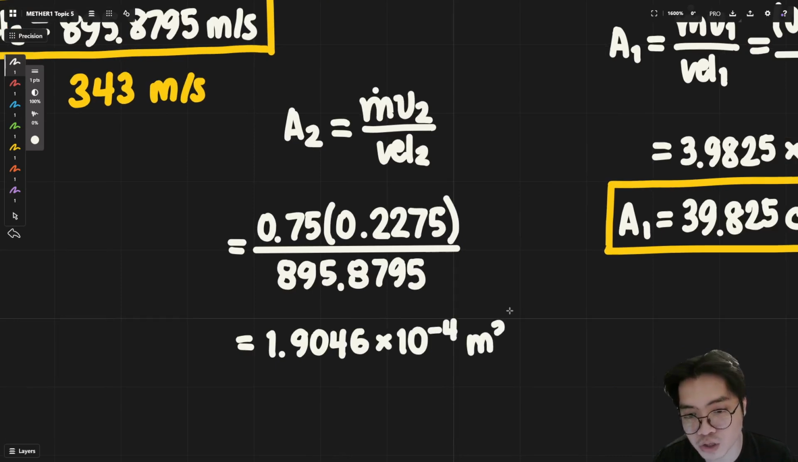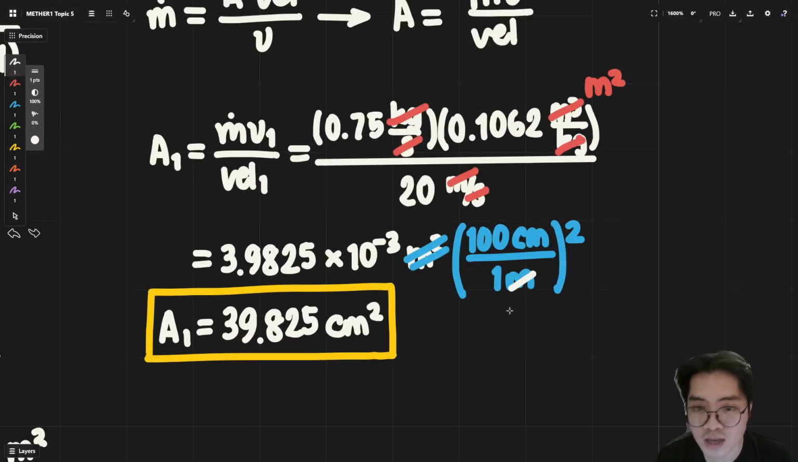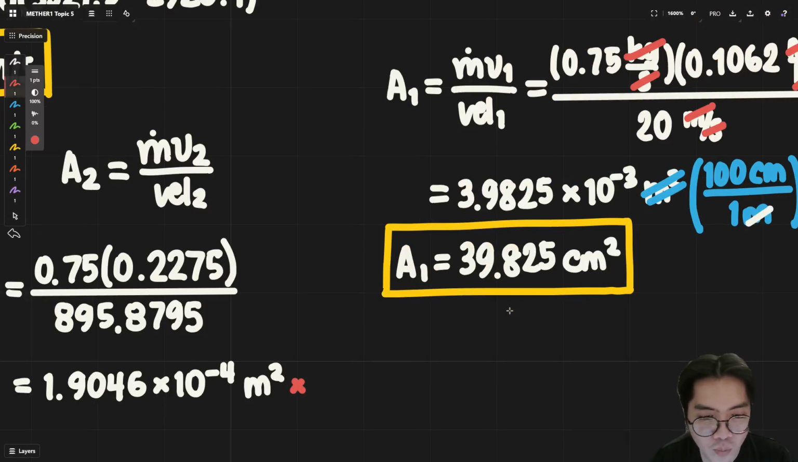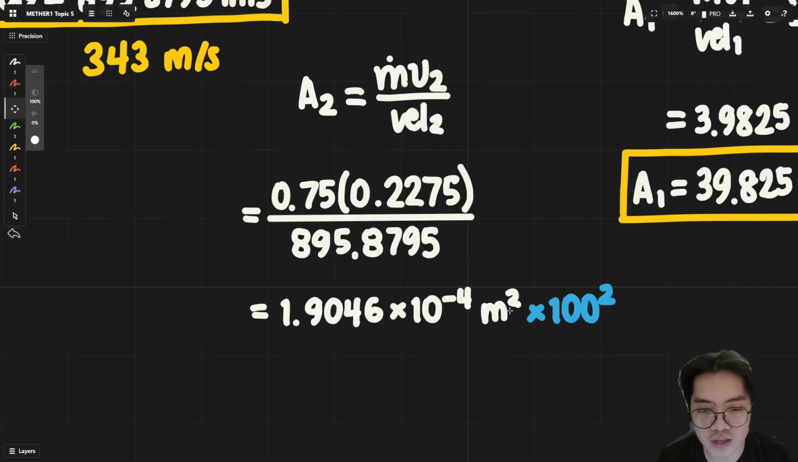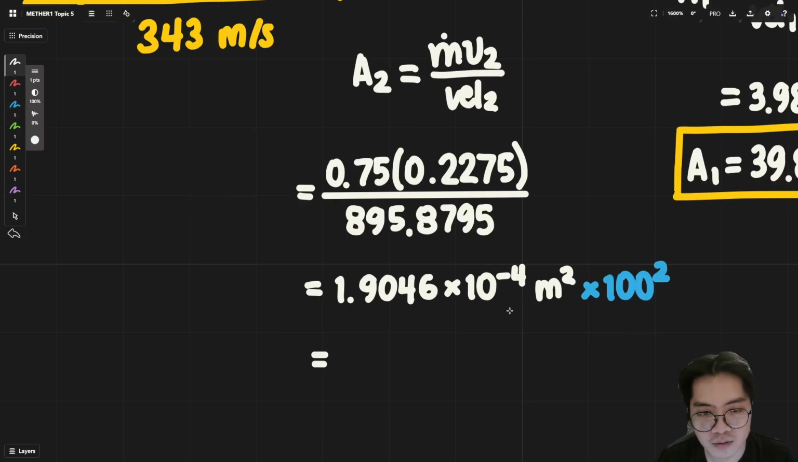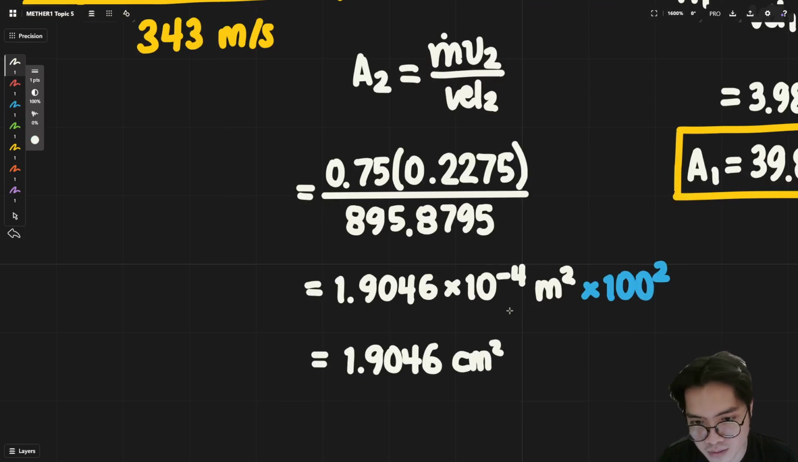This is now in meters squared. So again, what we will do is multiply it by 100 squared. That is to fix the units. And now this is in 1.9046 square centimeters. That is now your A2.